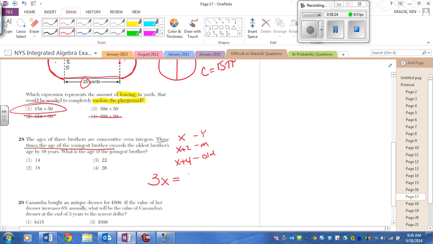So I'm going to take the older brother, x plus 4, and add 48. So if I subtract x, I get 2x equals, and this adds up to 52. So x is equal to 27. Oops. It's around 6. Half of 52 is 26, not 27. So 26, 28, 30.